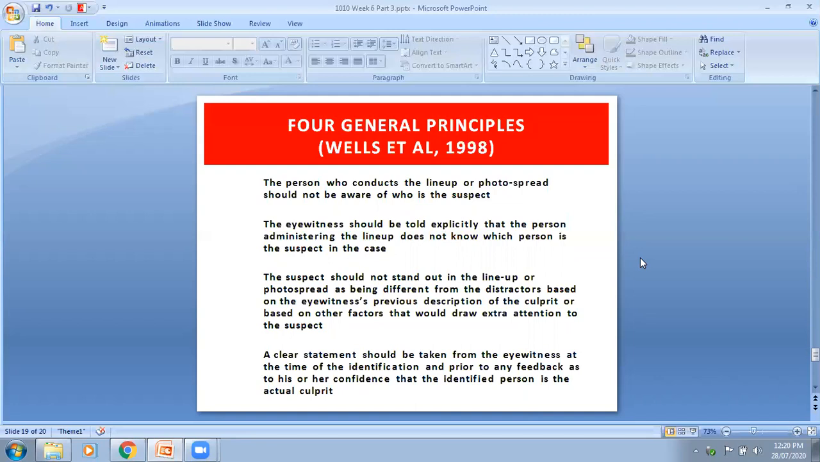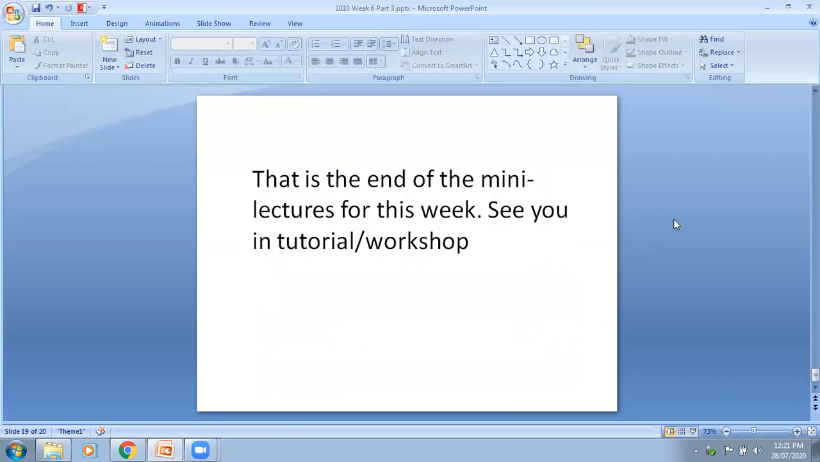A clear statement should be taken from the eyewitness at the time of the identification and prior to any feedback as to his or her confidence that the identified person is the actual culprit. So it's not just about identifying someone, but getting a good statement from the witness about everything that happened. Letting them tell their story. Don't ask them closed questions. Let them tell their story.